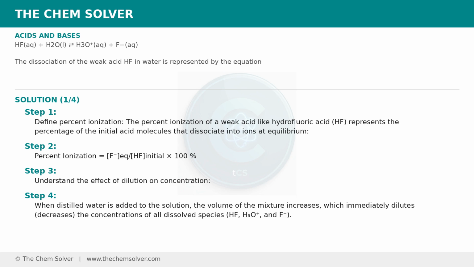Understand the effect of dilution on concentration. When distilled water is added to the solution, the volume of the mixture increases, which immediately decreases the concentrations of all dissolved species, HF, H3O⁺, and F⁻.